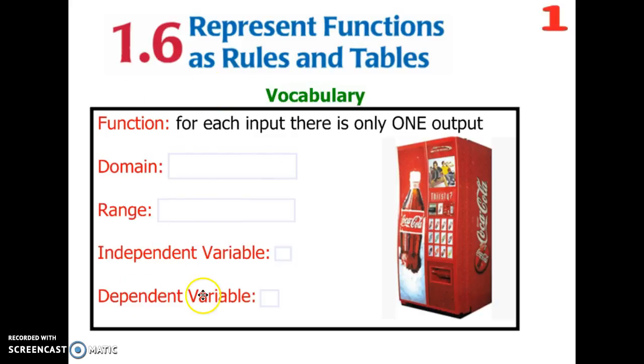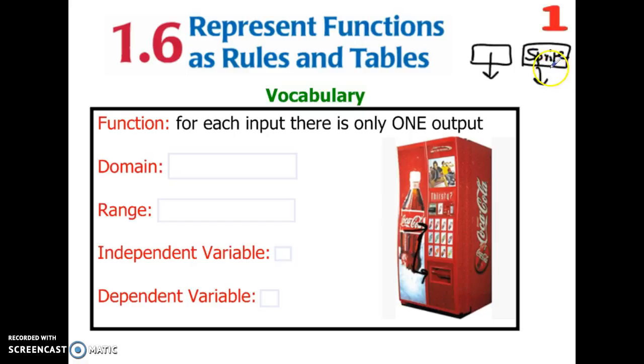Before we even get into these vocab words, I want you to think about a pop machine. If I push this button on the pop machine right there that says Coca-Cola, I should get out of the thing down here a Coca-Cola, right? So if you push that button, you should get out a Coke. If you push the button next to it that might say Sprite, you should get out a Sprite. So this is a function, it works.